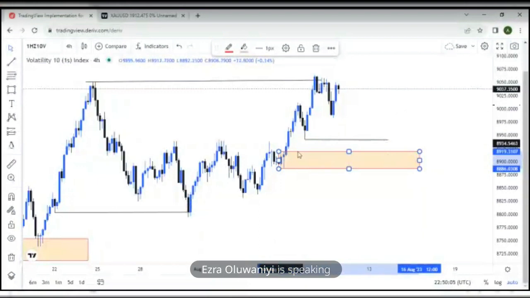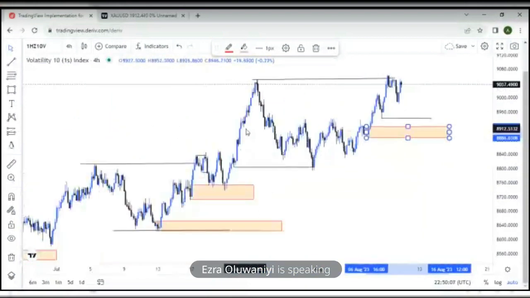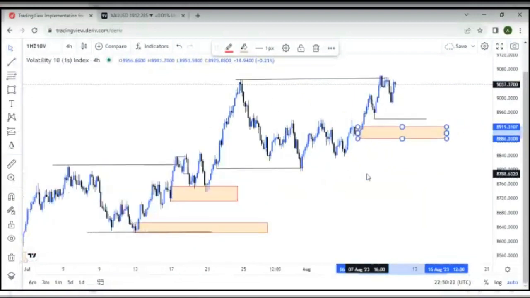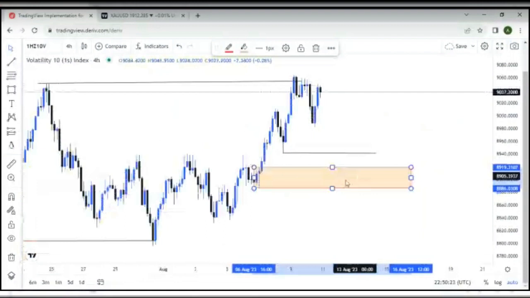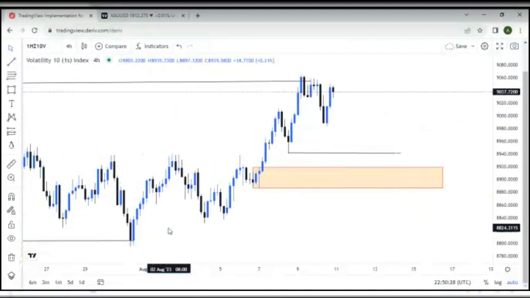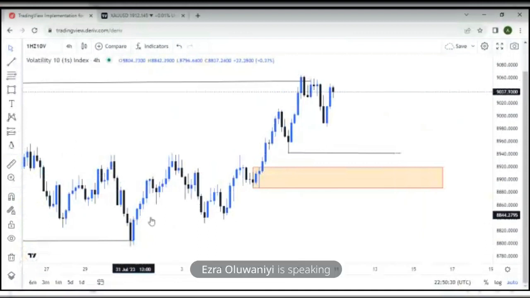I just wanted to show you how price had printed. Inducement taken, you see confirmation, you buy. Inducement taken, confirmation, you buy. After the confirmation, that's when the buy comes into play.